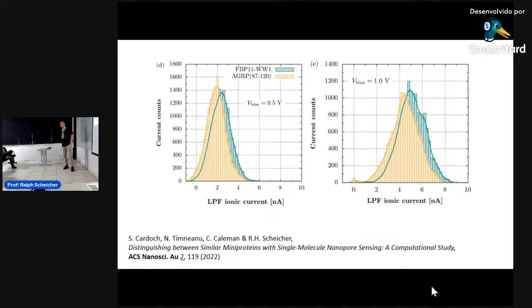And you see from this graph, for the bias voltages of 0.5 volt and 1.0 volt, because they have such similar shapes, it's very difficult to distinguish between them. Basically, the distributions of ionic currents almost completely overlap. But as I said before, there's another way to detect something in a nanopore, and that is the duration of the signal.